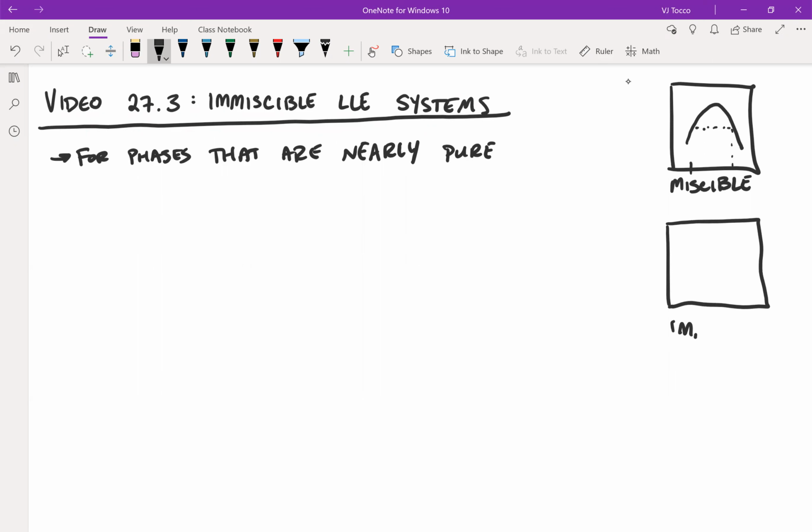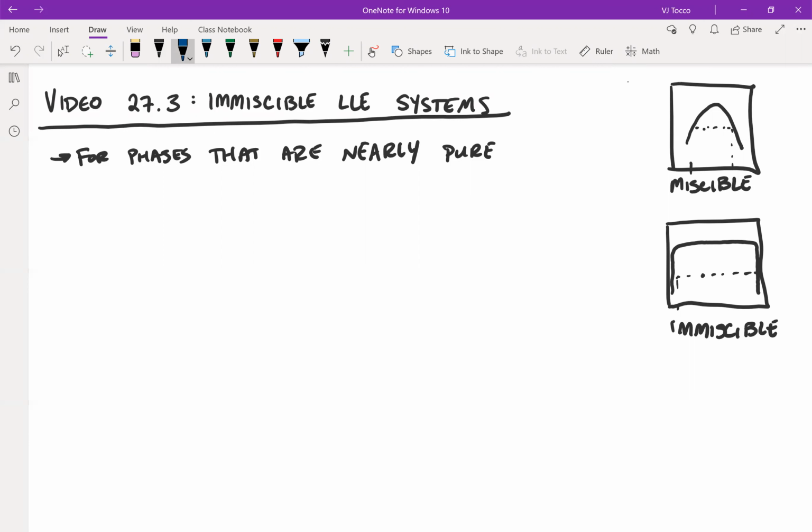But for an immiscible system, my phase diagram would look more like this. I'd be hugging the pure component, and then I'd have a steep upper critical solution temperature. If I pick the same temperature and composition, now the compositions of the two phases are like 1% component 1, 99% component 2, and say 98% component 1, 2% component 2. So for immiscible systems, I have two phases that are nearly pure.